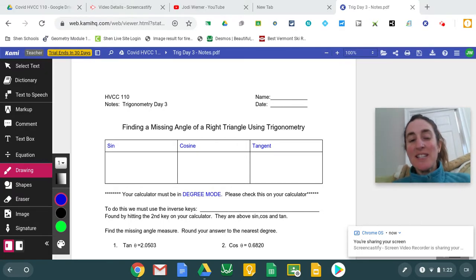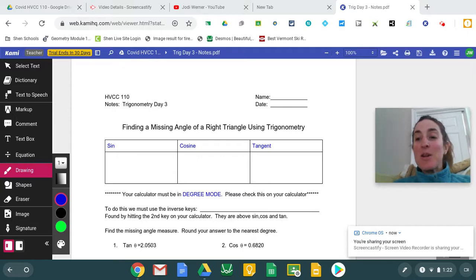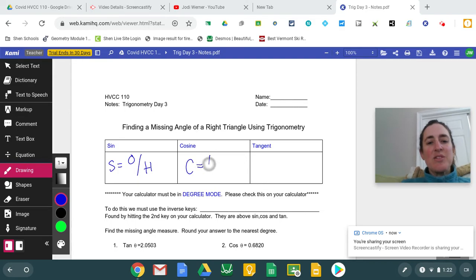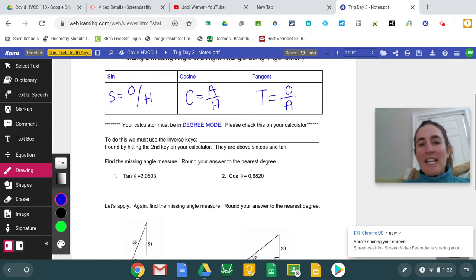I know you're excited for lesson 3 of Trig, finding a missing angle of a right triangle using Trig. Let's just review again in case we've forgotten. The sine is equal to the opposite over the hypotenuse. The cosine is equal to the adjacent over the hypotenuse, and your tangent is equal to your opposite over your adjacent.